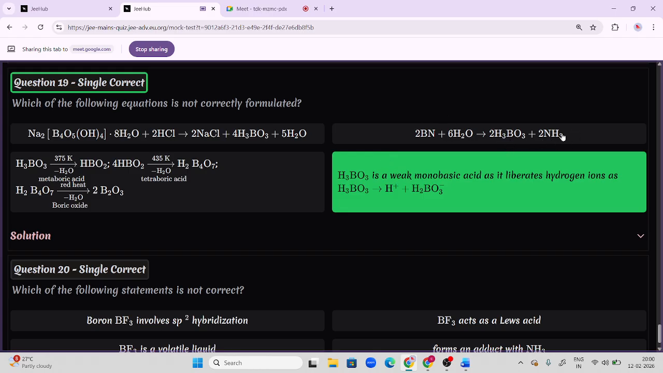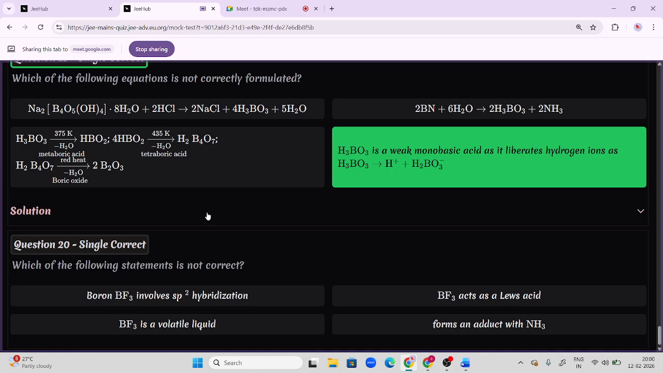Boric acid plus ammonia will give you boron nitride. Boron nitride plus water will give the reverse here. This is a constant heating reaction of boric acid here. Gives metaborate, tetraborate, then finally boron anhydride. Last question.